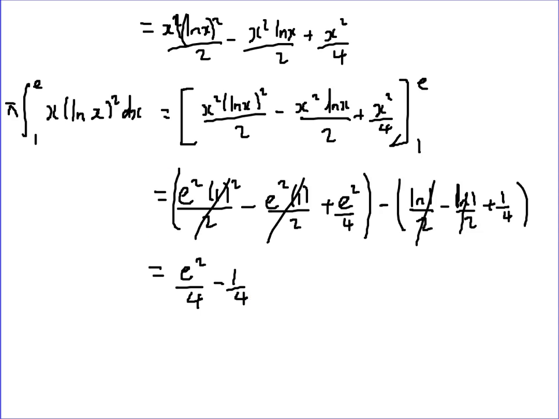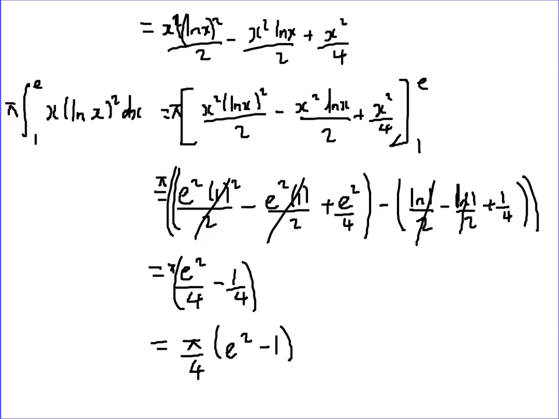I forgot my pi. My pi needs to stay in there. So times this all through by pi. So pi's there. And we can take the quarter out if we like. That gives us e squared then minus 1. Then you take a deep breath and you got it right.